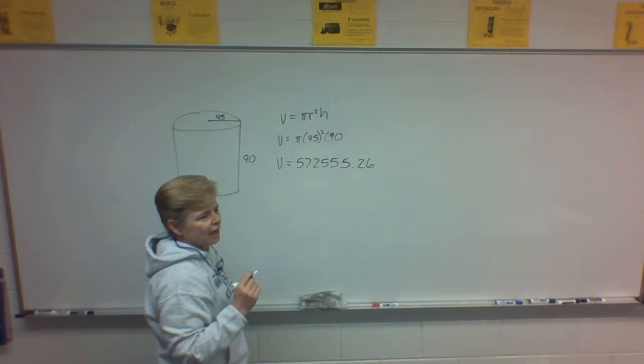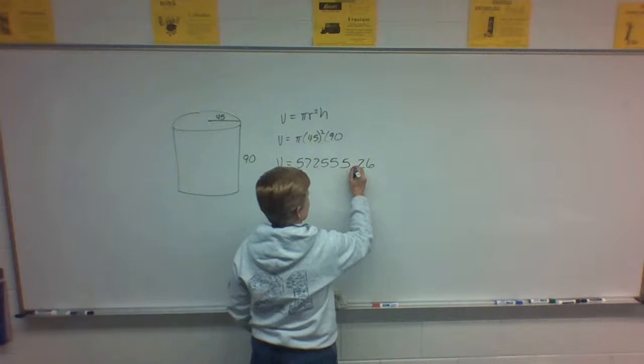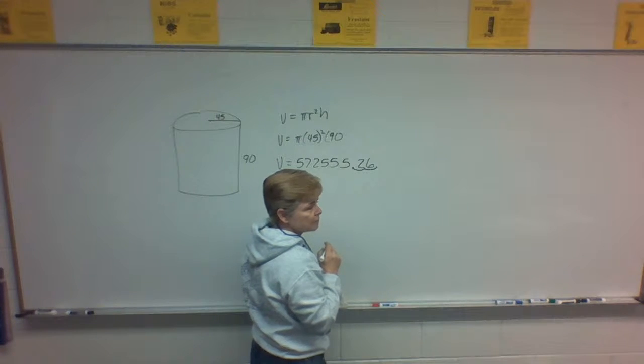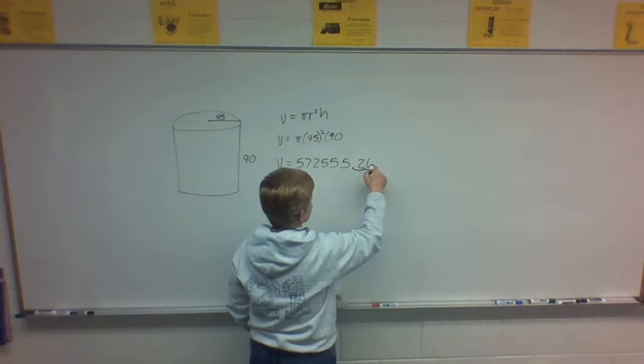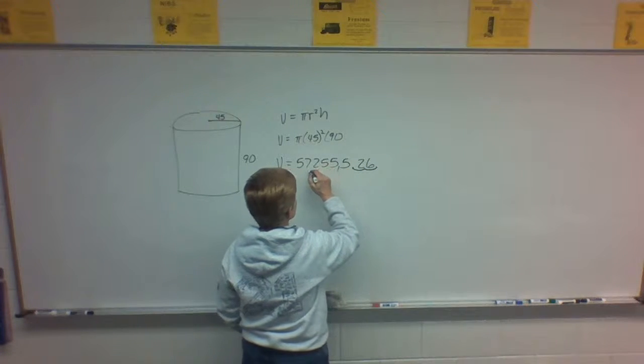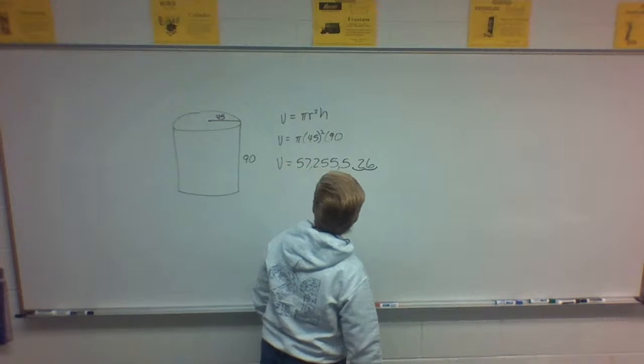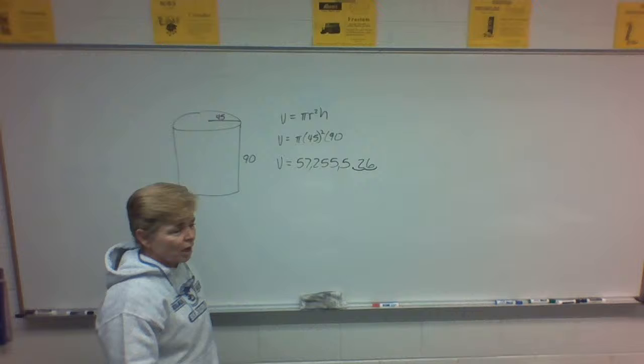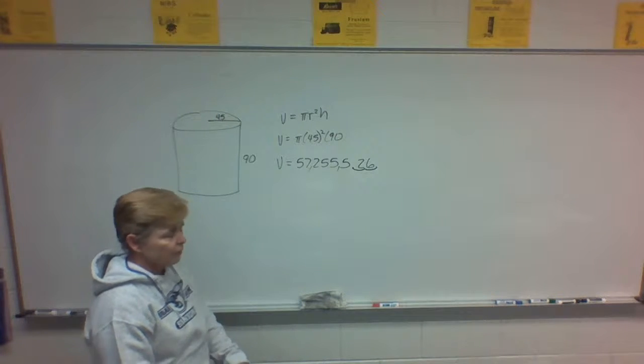What did the molasses weigh? 100 pounds per cubic foot. Pretty easy move, right? 57 million. So now we've got this and this. That's 57 million pounds on the bottom, sitting on the bottom of the tank.